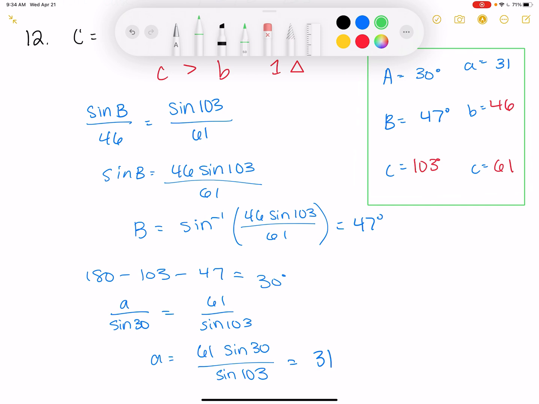All right, so your answer should be boxed over on the right side like that when you do them.